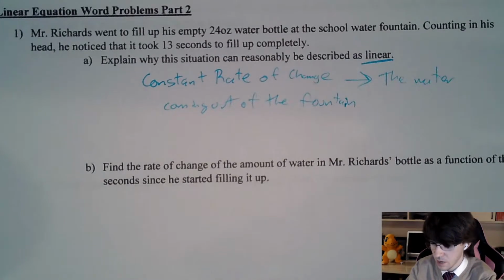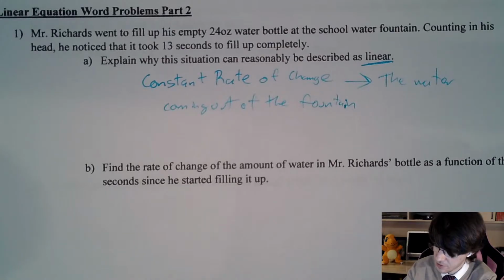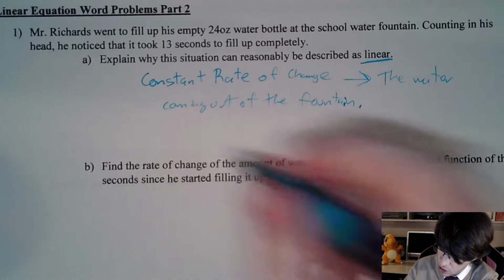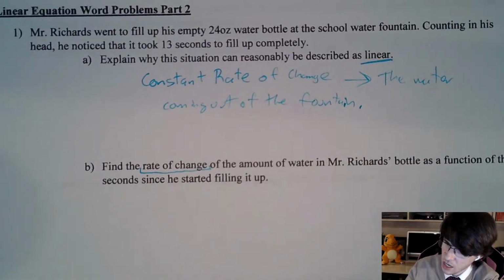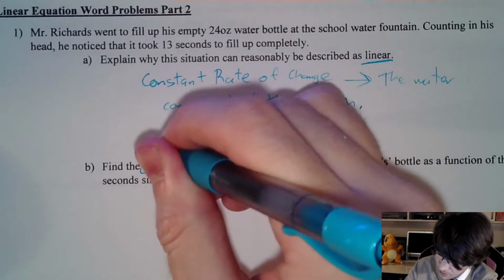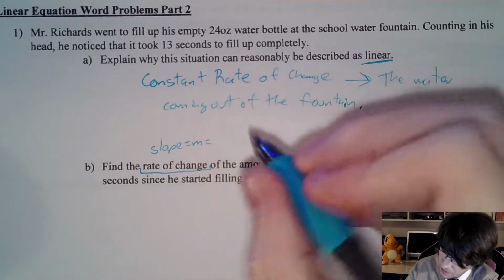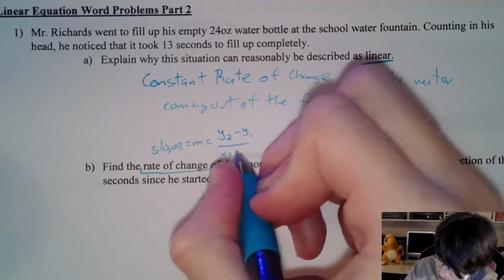Someone could argue that it's not exactly constant. It's a little bit more for a second, a little bit less for a second, but it's basically constant for all intents and purposes. All right, find that rate of change. Whenever you're asked to find this rate of change, this basically always means slope. Slope is that value m that we have. This is our y2 minus y1 over x2 minus x1.